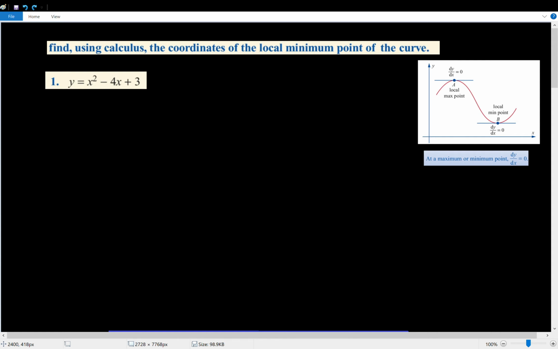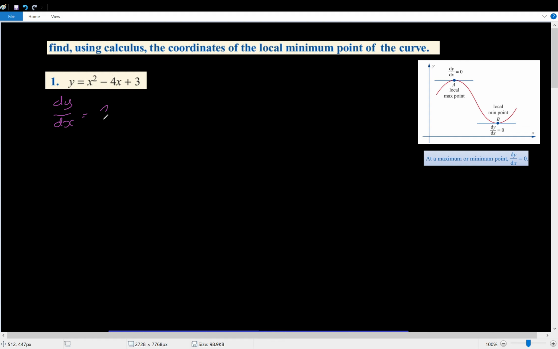The reason for that is that at that exact point on a curve, the local minimum point, and also the local maximum, but we won't have one of those on this curve, the rate of change of a tangent to the curve is equal to 0. It's parallel with the x-axis, which has no rate of change. So there's no slope on that. So we're going to first find dy dx.